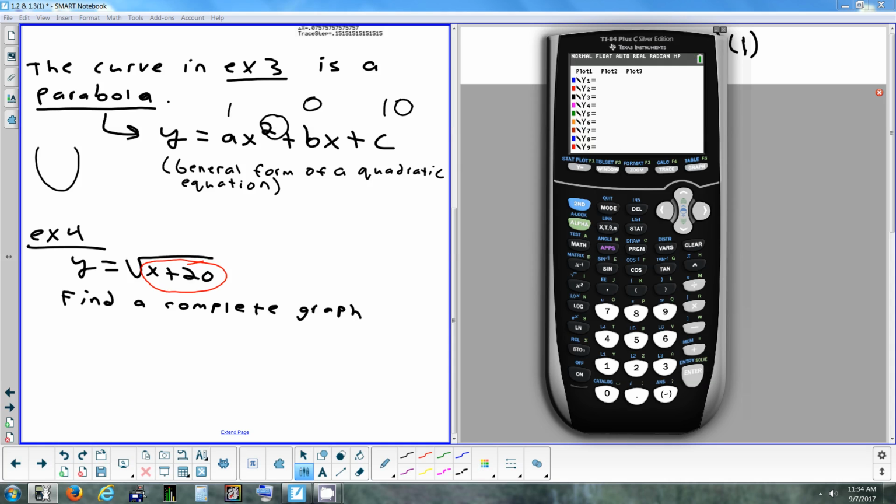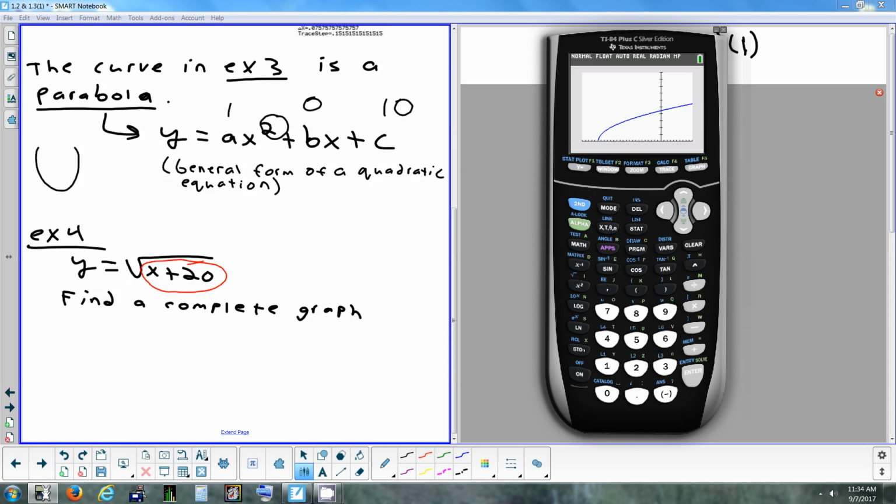Now I need to type in the graph. To do a square root, press second, and then the x squared button. And type in x plus 20. Okay, and then hit graph. So there's your square root.